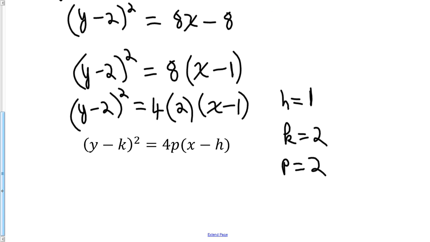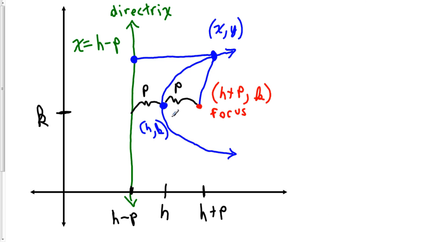So that being said, I now have everything I need to be able to graph my parabola. Remember this graphic here. What I'm going to do is graph the vertex as (h, k). I have h and k. And then from (h, k), I'm going to add p to h and keep k to get to the focus. And I'm going to subtract p from h and let x equal that number to get the directrix. So I'll have all those things. Let's go ahead and do those.